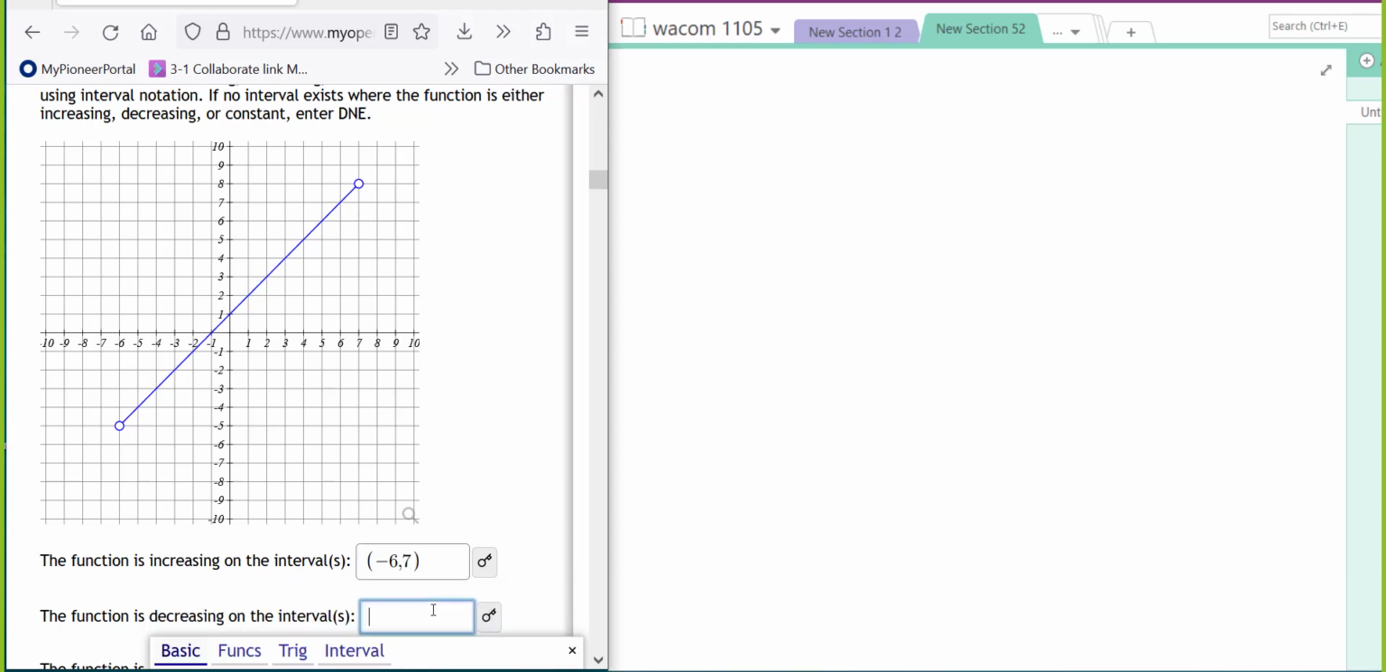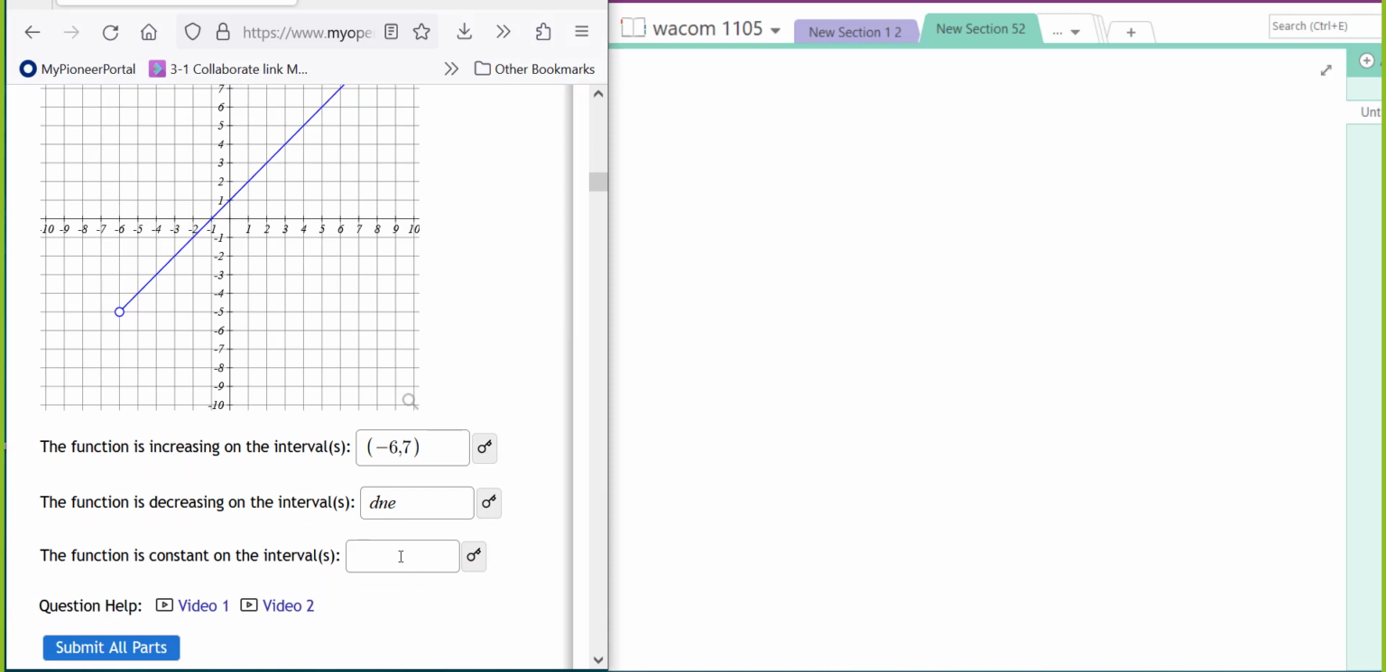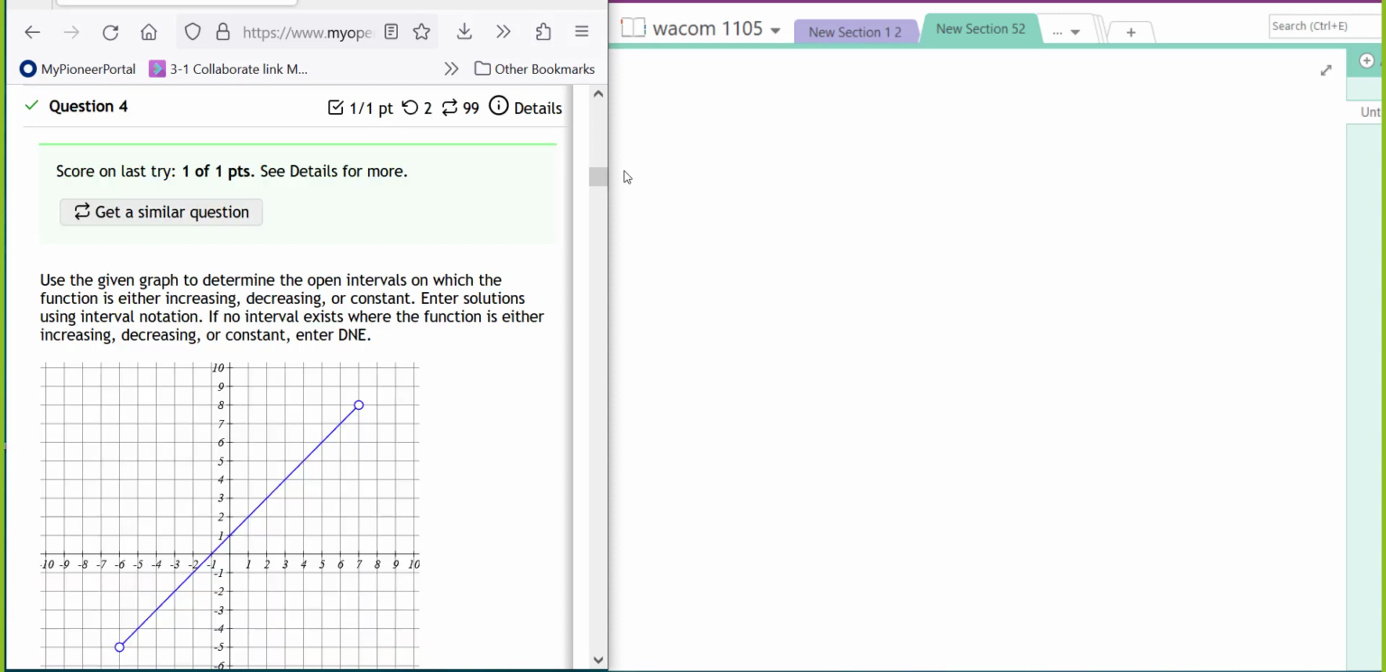It is not decreasing, and it is not constant. You guys stop me if you have a question.